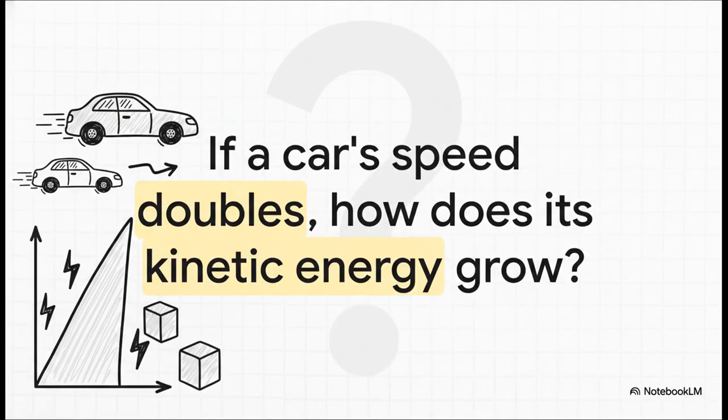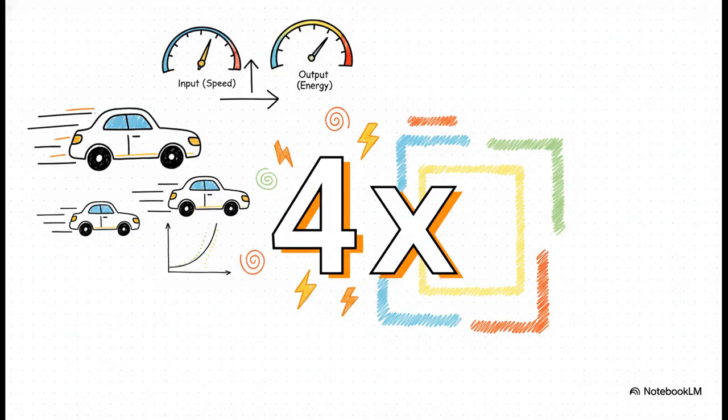Last one. Let's think about those patterns. We mentioned that a car's kinetic energy has a quadratic relationship with its speed. So if you double the car's speed, how much does its kinetic energy increase? It increases by 4 times. That's the power of a quadratic relationship. Doubling the input, your speed, results in a quadrupling of the output, your energy. And that's absolutely critical when you think about things like physics and especially road safety.